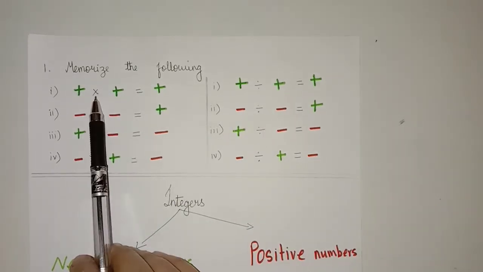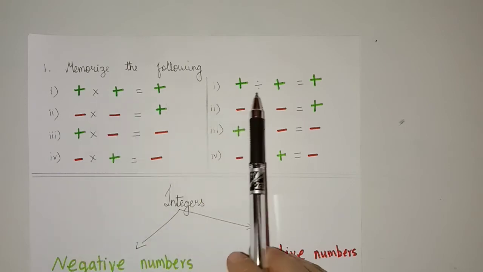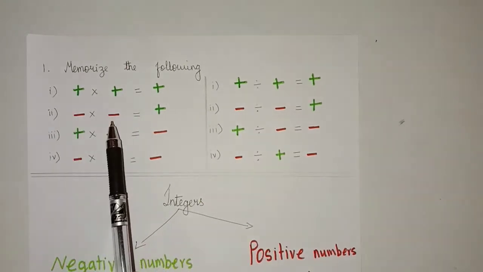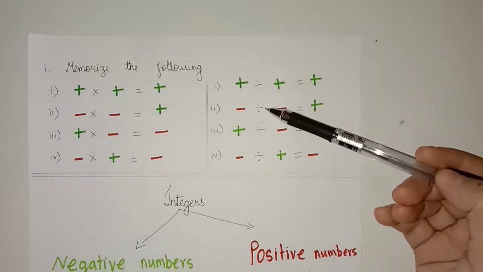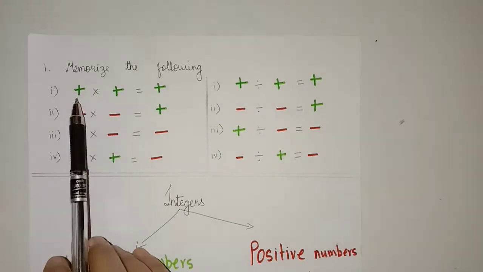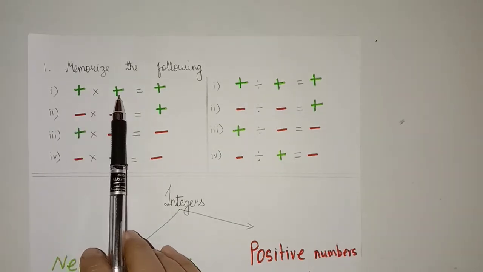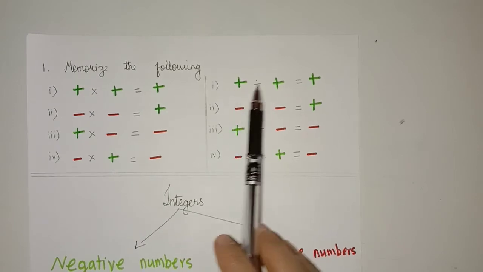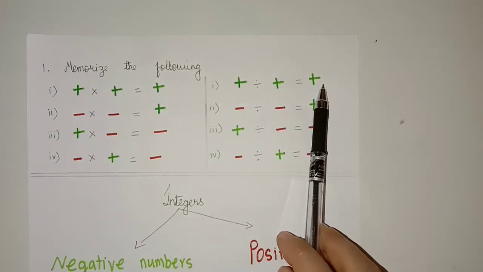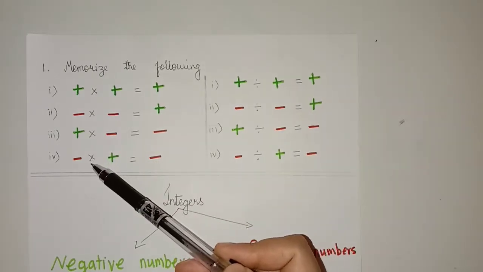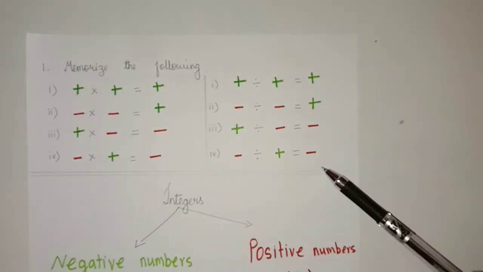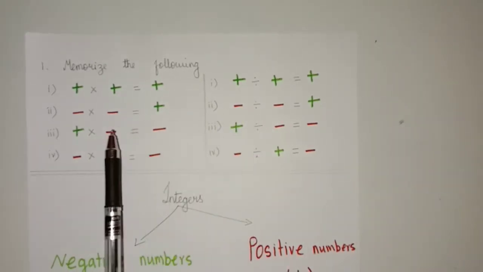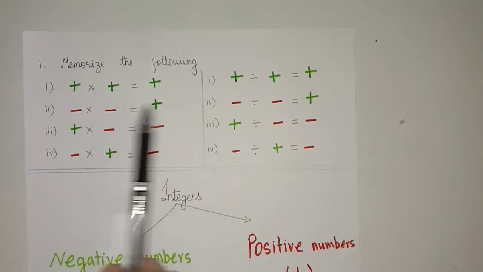Now see the difference between here and here. The only difference is the sign. Here we multiply, here we divide. This is the plus sign, this is the minus sign. Now let us check the answer. Plus, when you multiply with plus, you get plus. Plus, when you divide with plus, you still get plus. So keep this in your mind. It doesn't matter whether we multiply the plus and minus signs or we divide them, we still get the same answer. This is very, very important. So please memorize these.